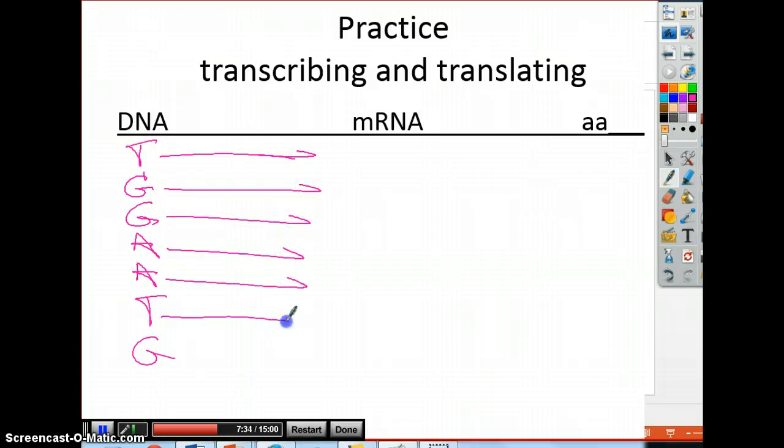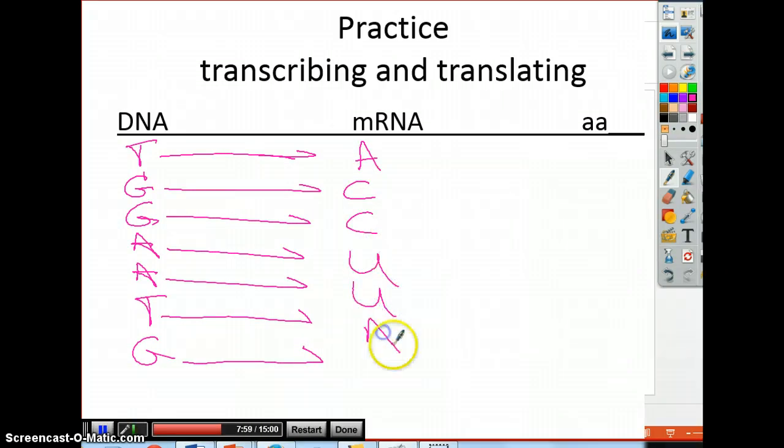So remember, technically, we would have 2 strands of DNA, but for simplicity purposes, I'm going to give you 1 strand. So we're going to make RNA. We're doing the transcription. We're going from DNA and we're transcribing it. We're rewriting it into the messenger RNA. T's make A's. G's make C's, A's make U's, T's make A, G's make C.